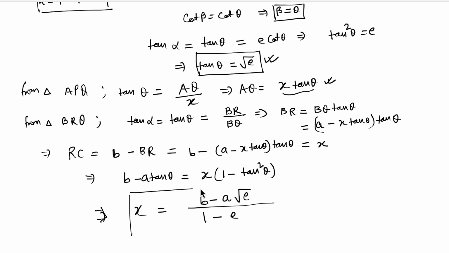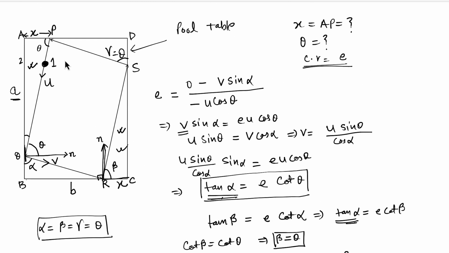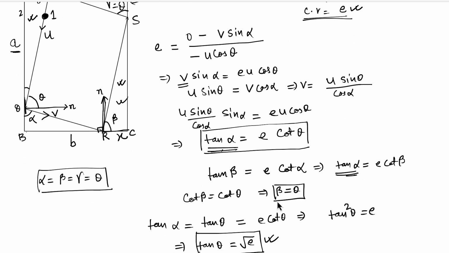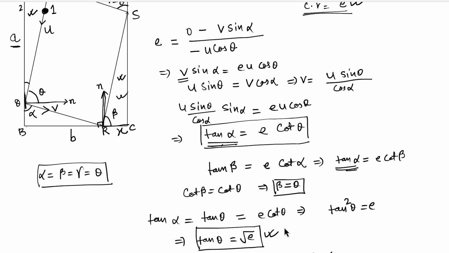Okay, so this is the expression for x. So if we throw a ball at distance x with angle theta, and theta is not given, theta you can compute using E, and that is root under E, tan theta is root E.